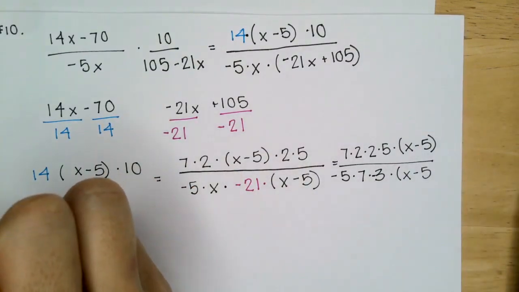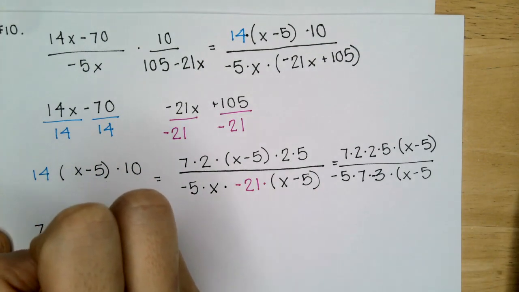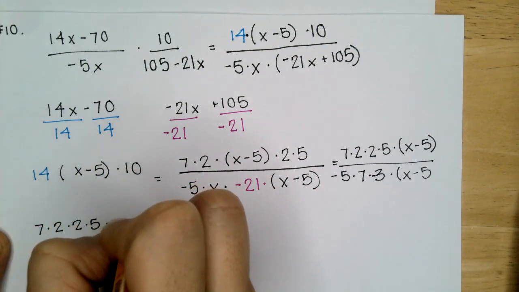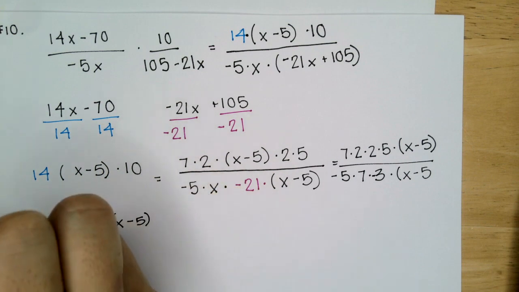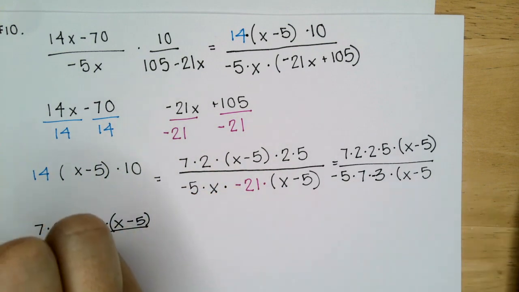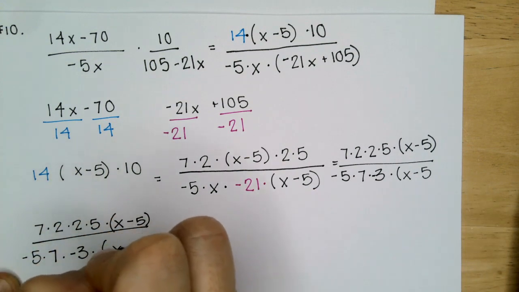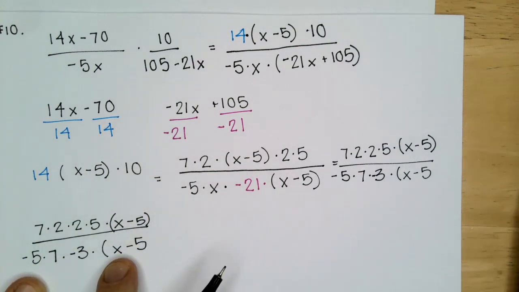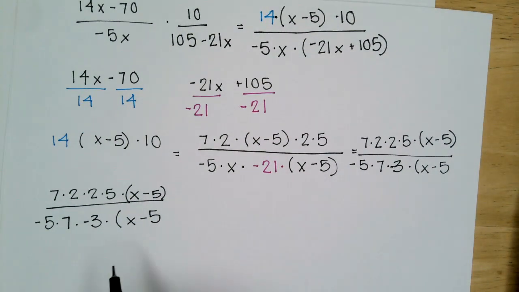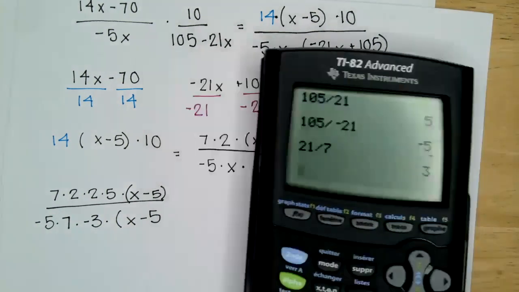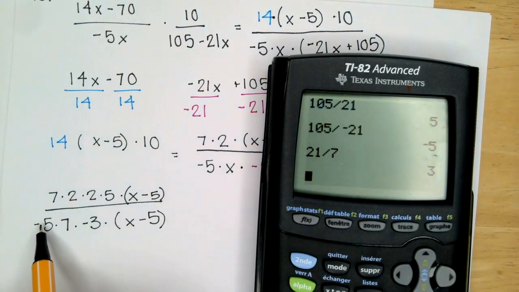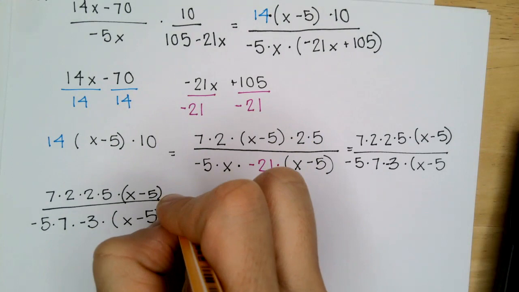So again, 7 times 2 times 2 times 5 times x minus 5 over negative 5 times 7 times negative 3 times x minus 5. And it doesn't matter if the negative stays with the 3 or the 7. If we're thinking about a negative multiplied by a negative, it cancels out, right? That negative and that negative make this whole bottom a positive anyway. So I'm going to write it as a positive.